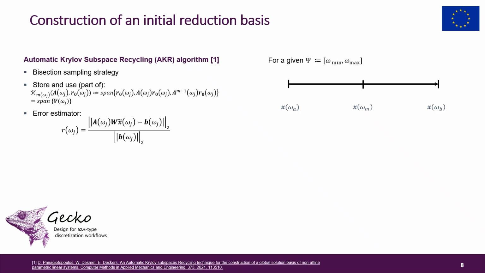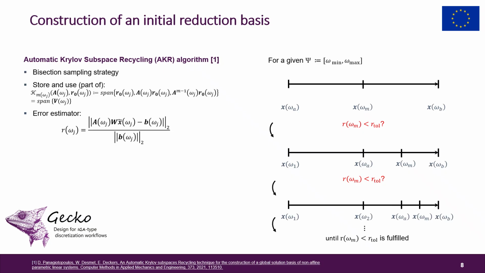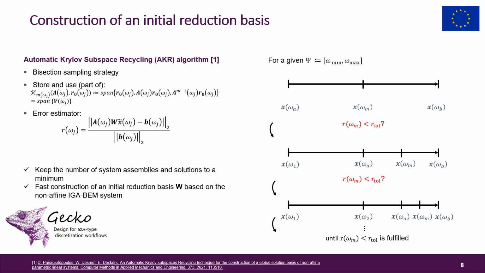Hereby I'm using the residual to do that. So here I check basically if the residual is below my set threshold. If this is not enough, I then bisect it again and enrich it now with the Krylov vectors of my new omega a, and repeat this until it fulfills my threshold.